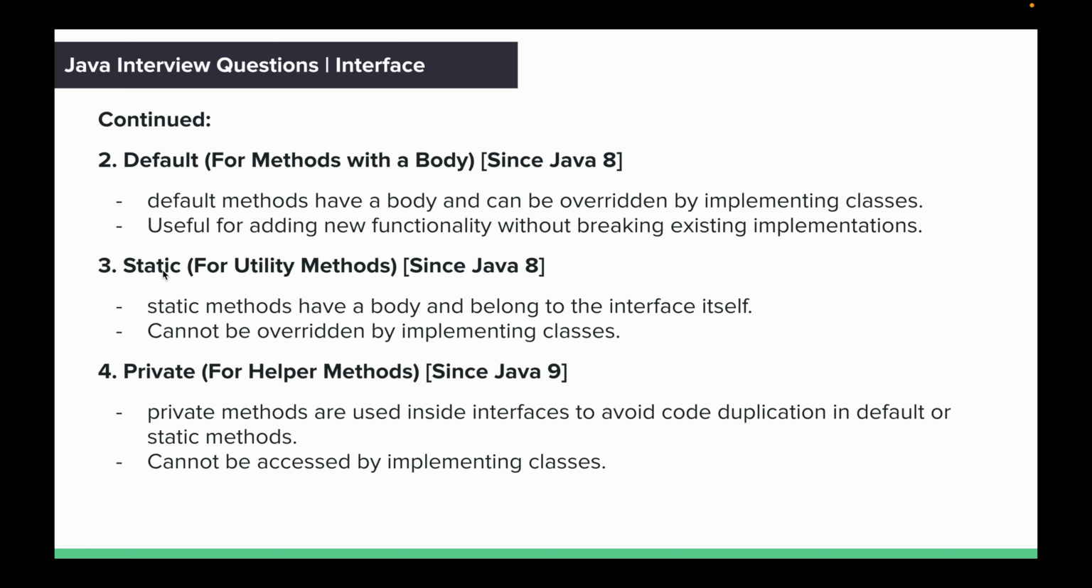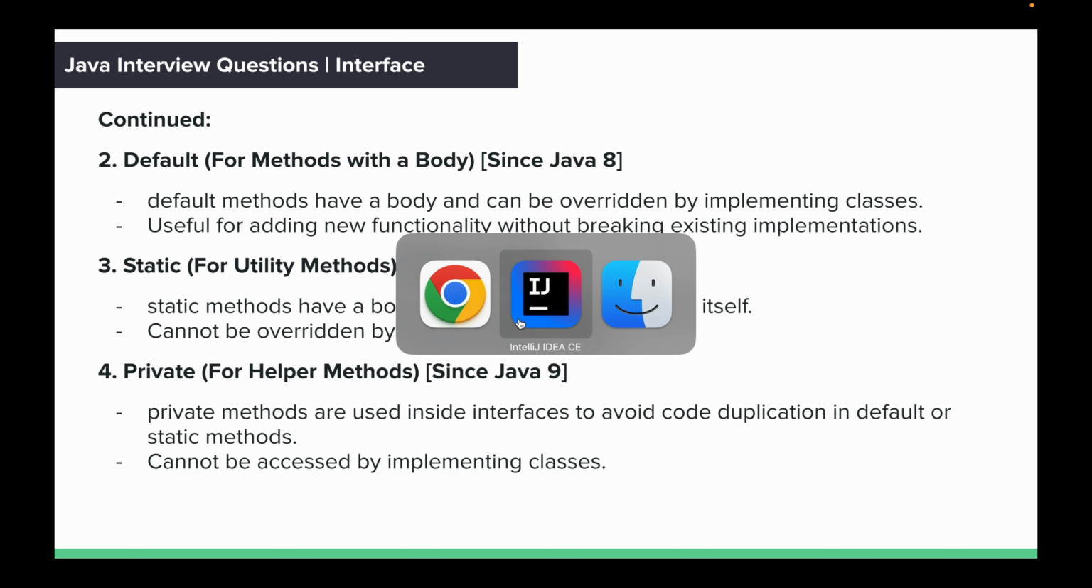Similarly, we have the static methods. Again, static methods also have a body and belong to the interface itself. But the only difference that we have is that default methods can be overridden. On the other hand, static methods cannot be overridden.